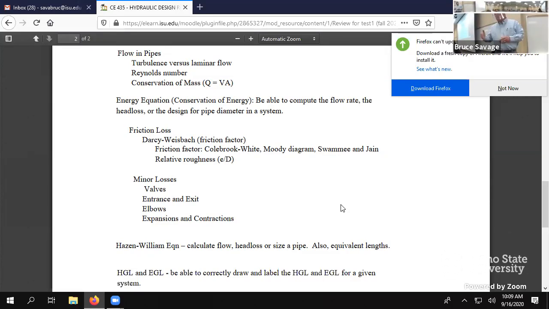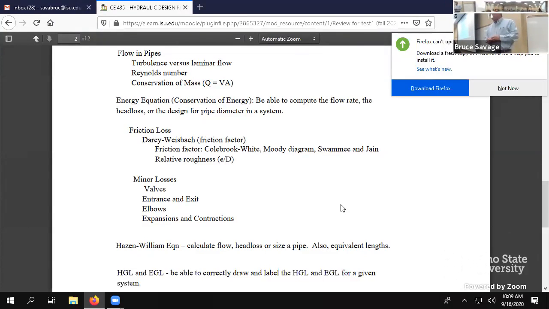You should be able to calculate the friction loss. Of course, that's part of what's above, but there are the different methods. The Colebrook-White, which I would not expect you to solve on an exam because it is implicit, but you should understand the Moody diagram, and you should be able to solve the Swamee-Jain if you choose.